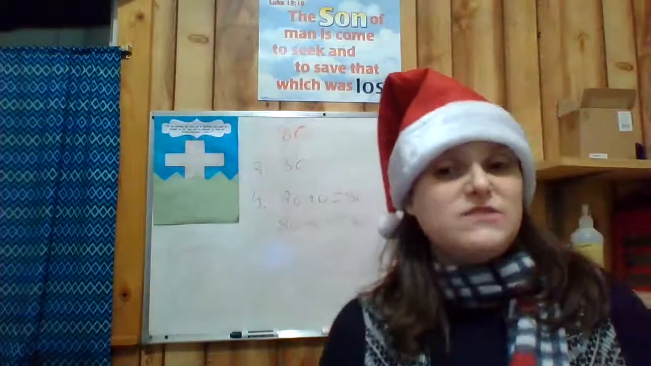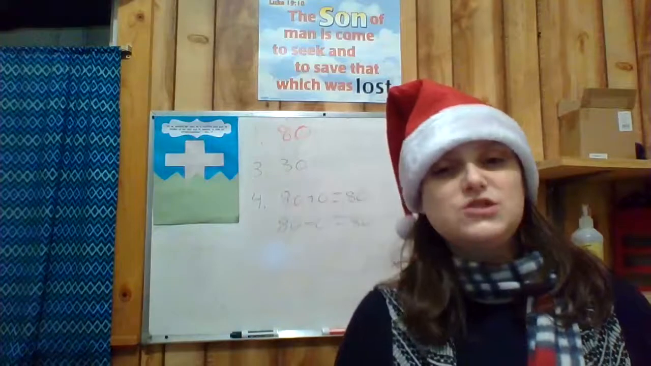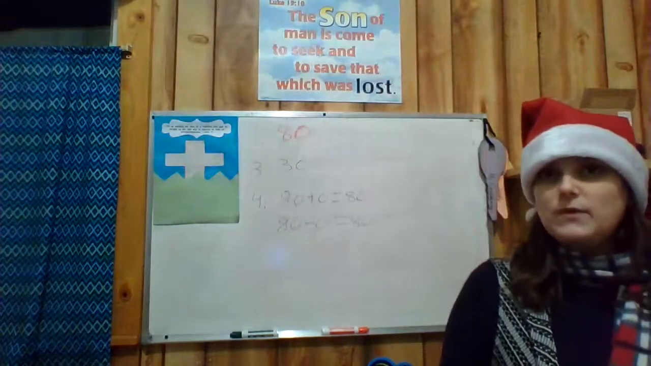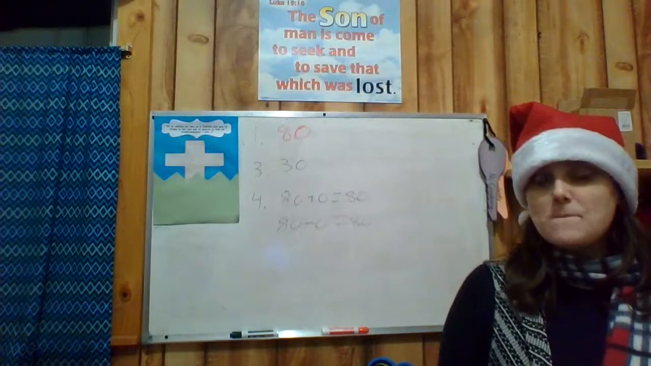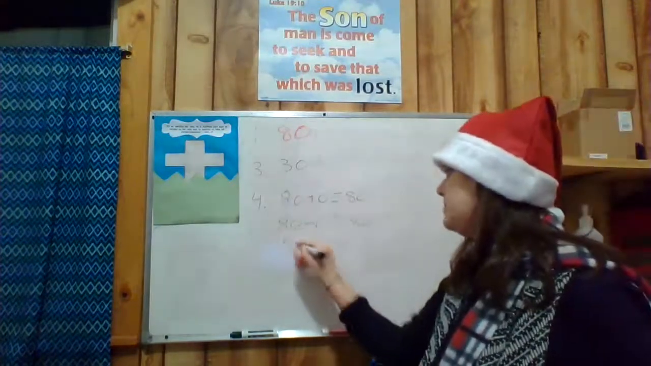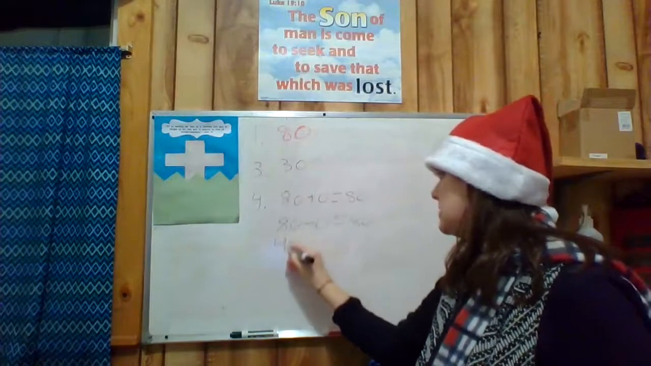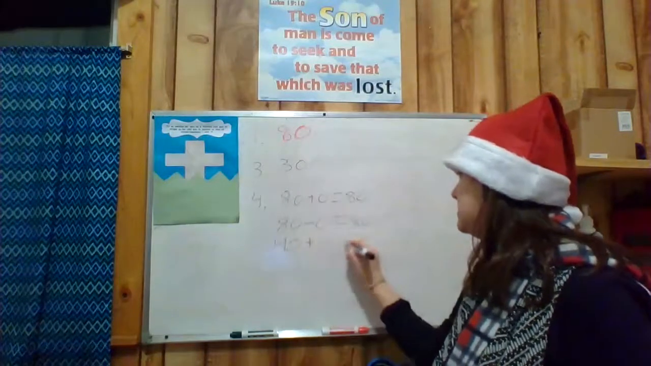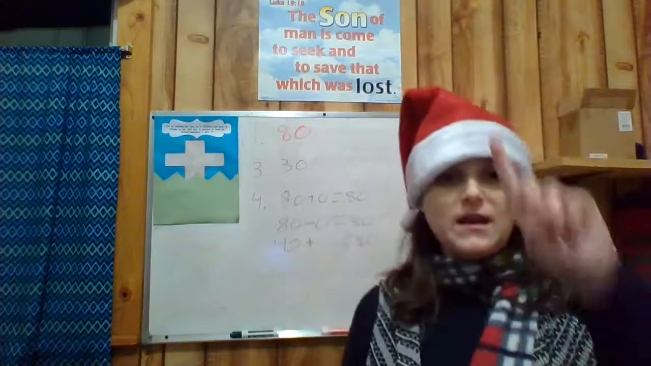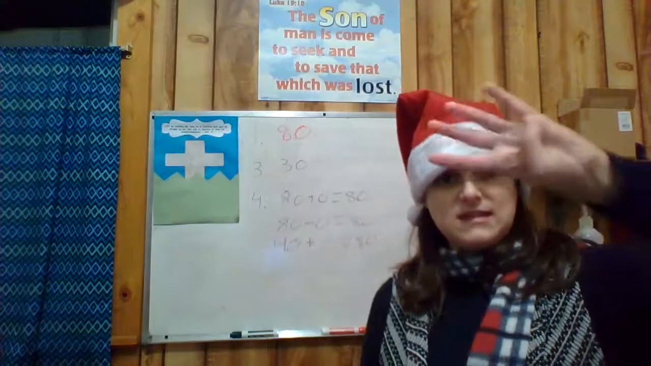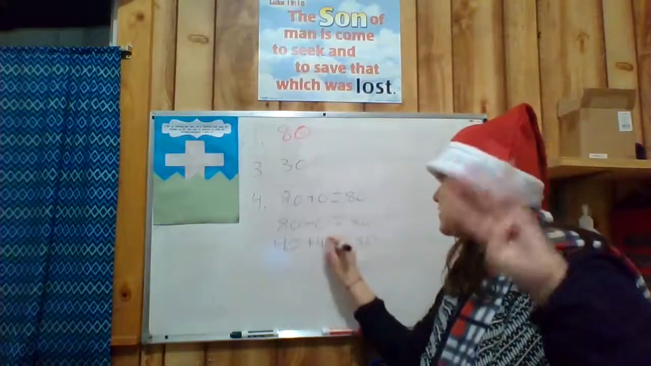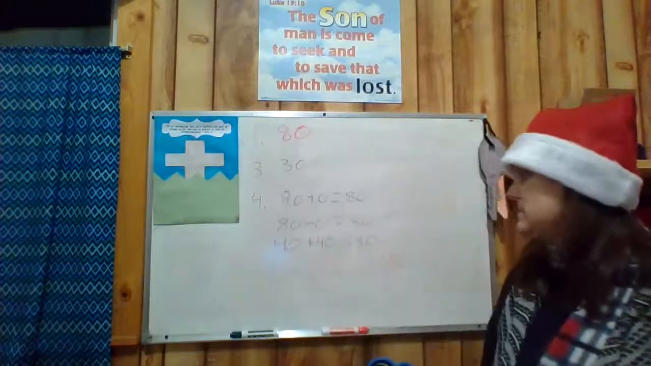Okay, if we want to give ourselves a challenge, let's challenge ourselves. We're going to count by tens. So let's start with 40, and we're going to add to equal 80. We're already at 40. So 40, 50, 60, 70, 80. We added how many? 40. So 40 plus 40 equals 80.